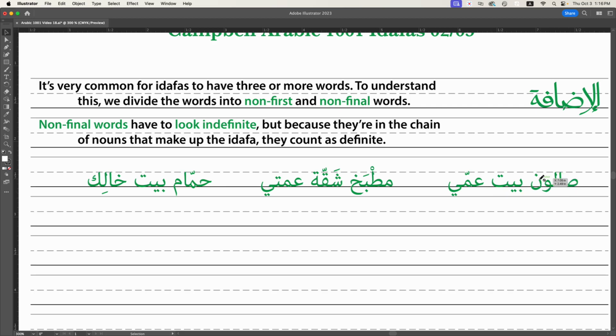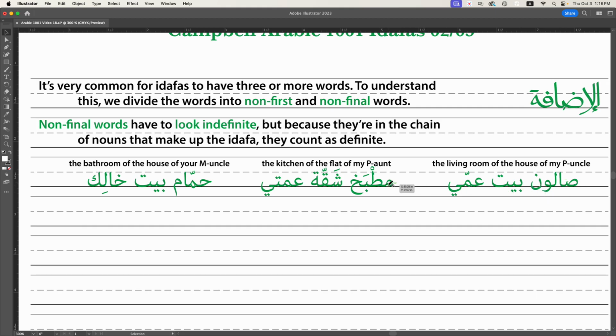So this word looks indefinite, and this word looks indefinite, and this one has a damir or pronoun on the end, marking it as definite and thus ending the chain of words in the idafa. So salon, beit, ammi, the sitting room of the house of my uncle, or the living room, is what I'm calling it, of my paternal uncle. I'm going to call him my P-uncle here because we don't do this in English.